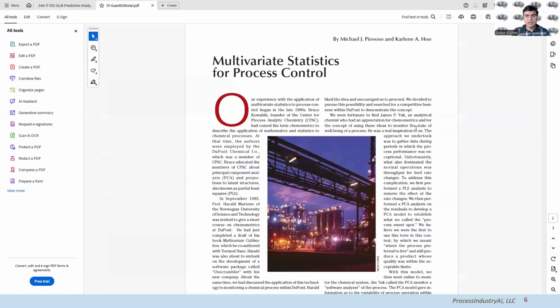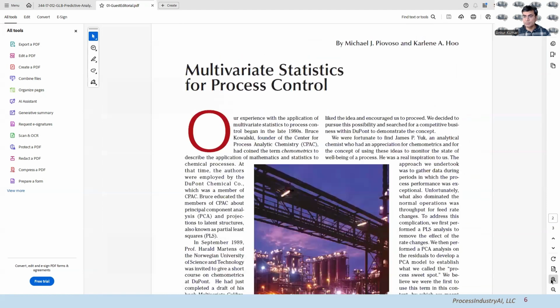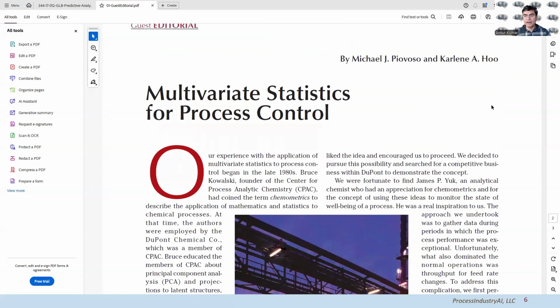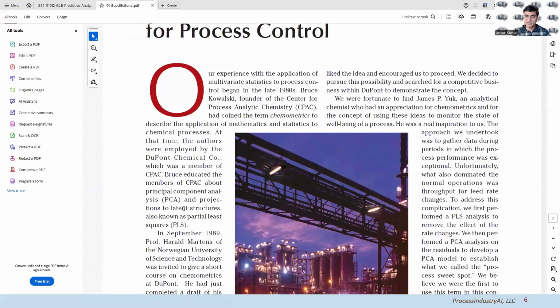The other article has been published by DuPont. Here the authors have shared with us their experience of using multivariate statistics for building process control and process monitoring solutions. Here again, they have specifically talked about the PCA and PLS techniques that they used to build their solutions.